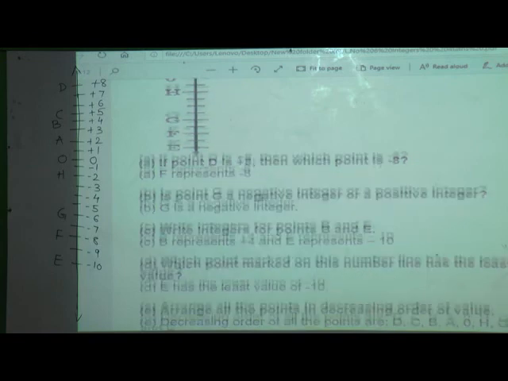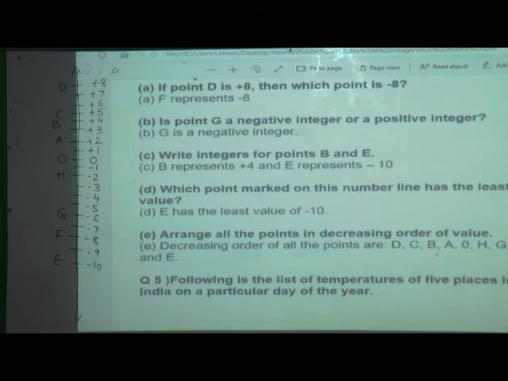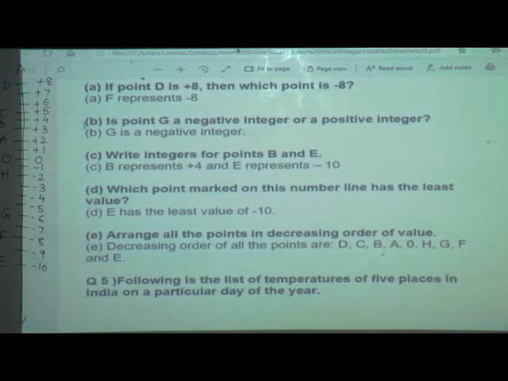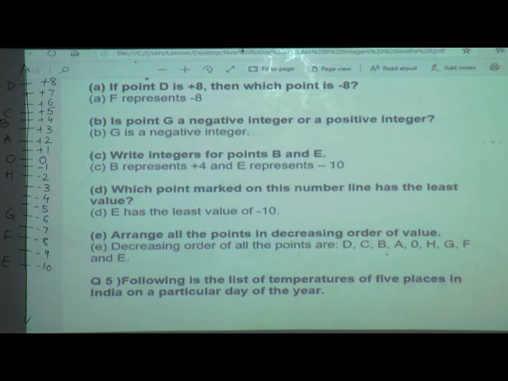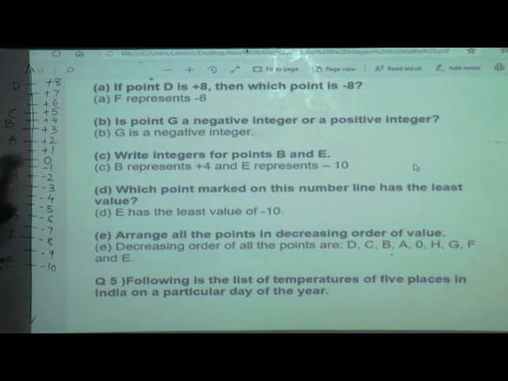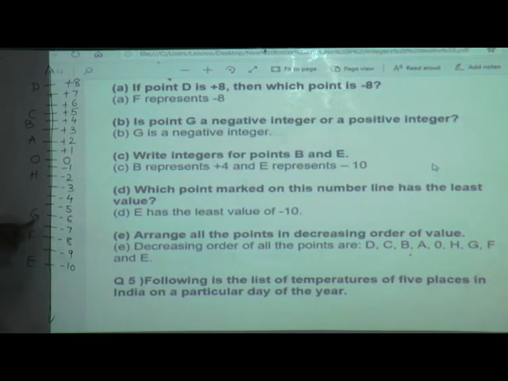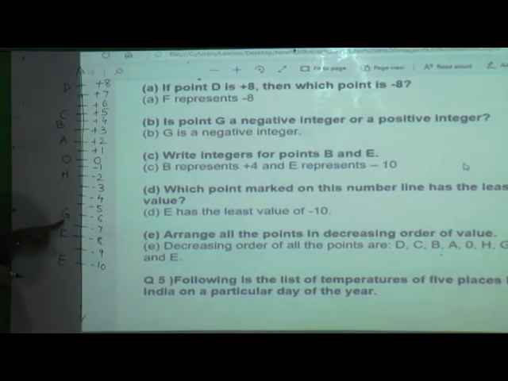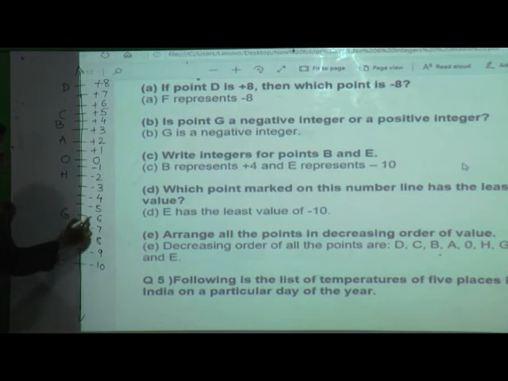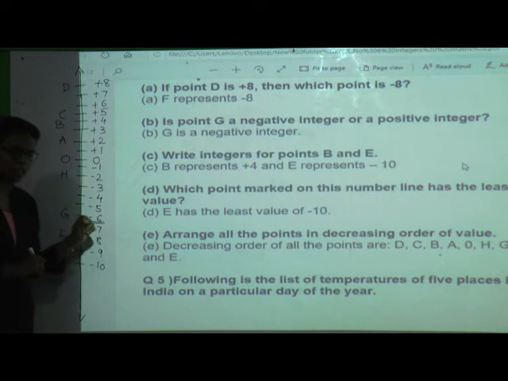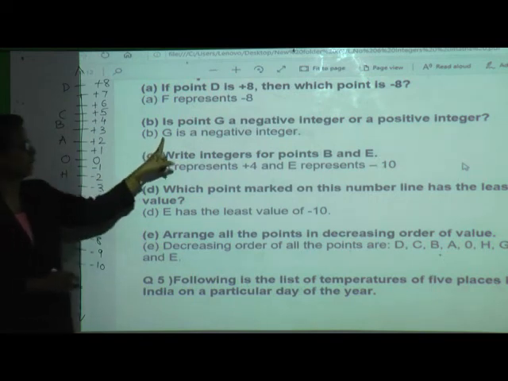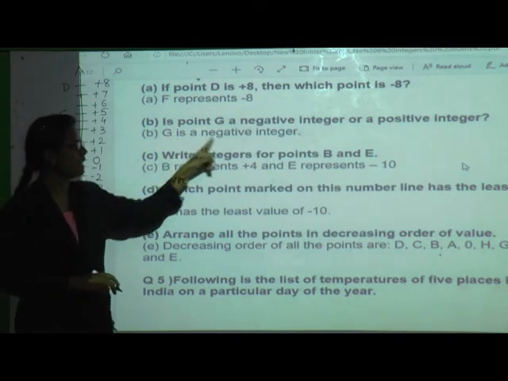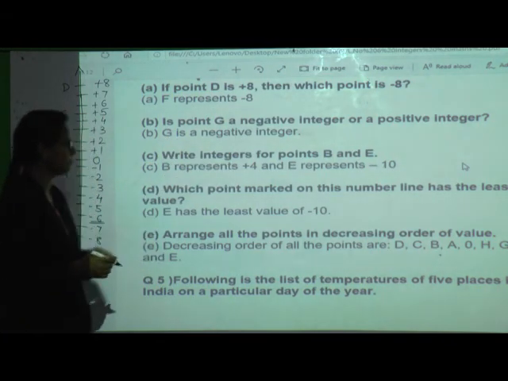Is point G a negative integer or a positive integer? We have to find, first of all, where is point G. Now you can see the point G is here, right? So at point G, which number do we have? We have minus 6. So is minus 6 a positive integer or negative integer? Yes, it's a negative integer. So the answer is G is a negative integer. Next question.